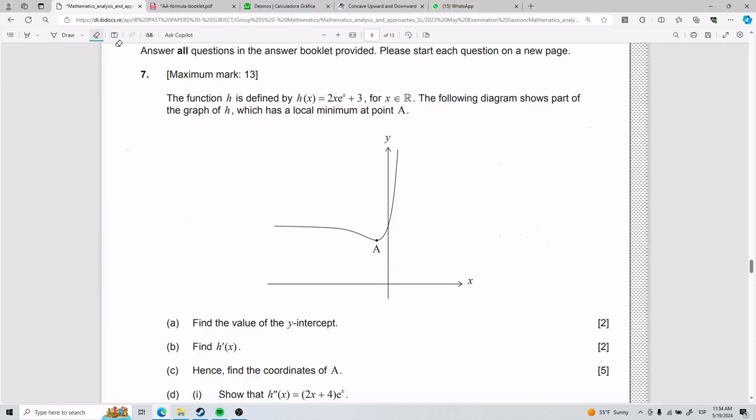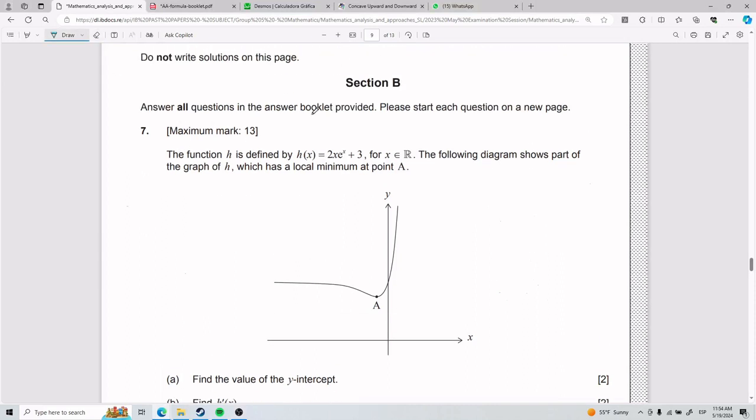All right, you guys. And so now for number 7, we just start with section B. For number 7, we have the function h, and this function h is defined by h of x equals this whole thing, for x pertaining to all real numbers. That is what this is telling you here. So x pertains to all real numbers.